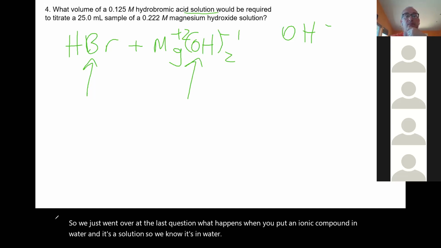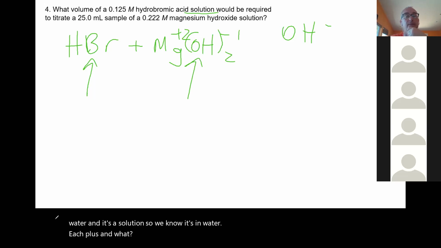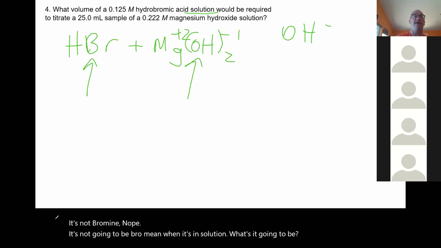Is it H plus Br? H plus and what? Bromine? It's not bromine, nope. It's not going to be bromine when it's in solution. What's it going to be? Bromide. Bromide, there you go.